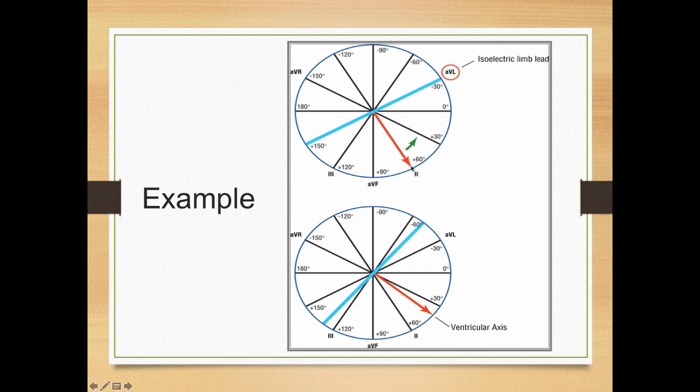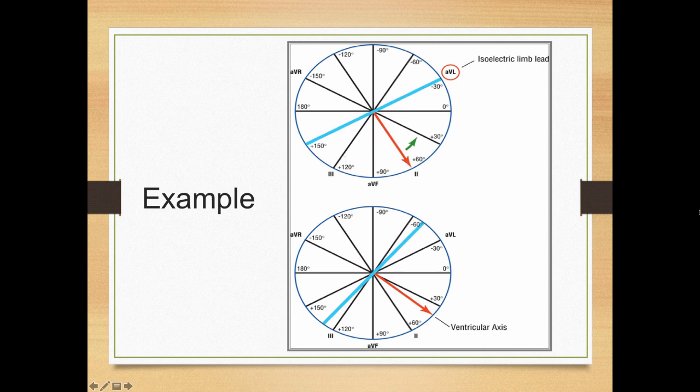When I do a positive adjustment, I'm going to move towards that lead, towards that positive pole. If I were doing a negative adjustment, I would move away from it, whatever lead it is. If it's AVR, lead 1, AVF, lead 3, whatever it is. If I'm doing a positive adjustment, I'm moving towards the lead. If I'm doing a negative adjustment, I'm going away from the lead.